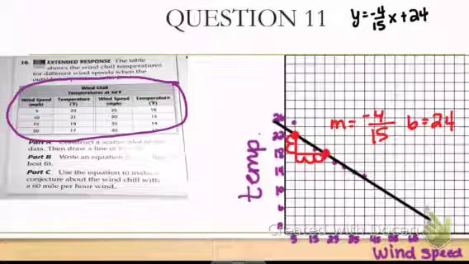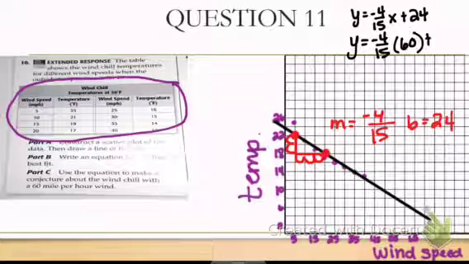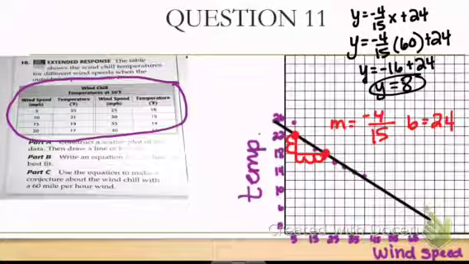Now we can use this equation to make a conjecture about the wind chill with 60-mile-per-hour winds. We want to find out what the temperature would be. So 60 is going to be our x value, we'll say y equals negative 4/15 times 60 plus 24. So we filled 60 in for our x value, and when we multiply negative 4/15 times 60, we come up with negative 16, and add 24 to get y equals 8.